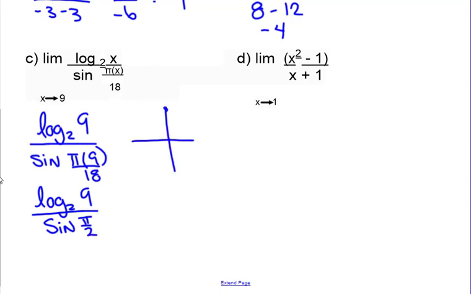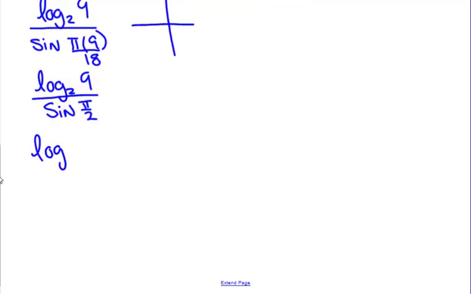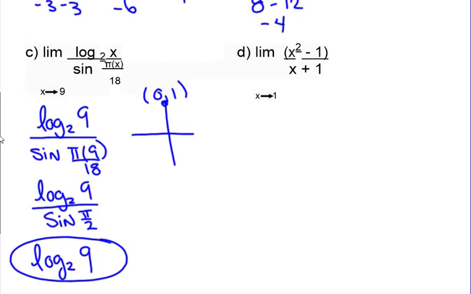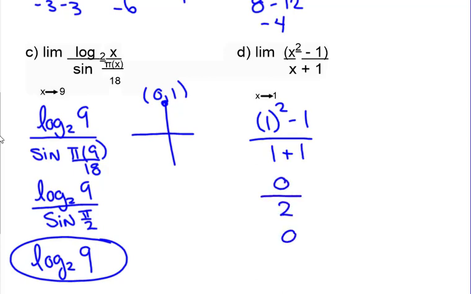If we think of pi over 2 right there, we've got the point (0, 1). The sine is our y value, so that's over 1 technically, and I don't need to write the over 1. And log base 2 of 9 is just a number. That would be an exact value. So there's our solution. Our next one, as we approach 1, we'd have 1 squared minus 1 all over 1 plus 1. 1 squared is 1, minus 1 is 0, over 1 plus 1, which is 2. That is just 0.